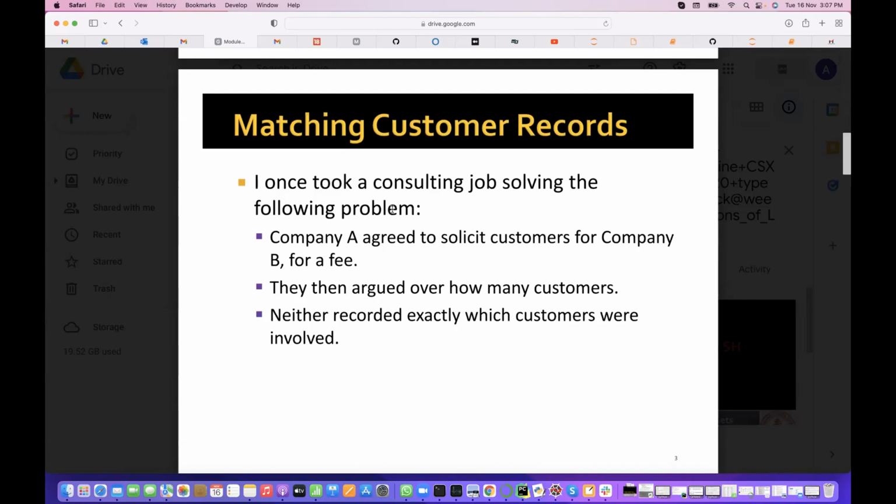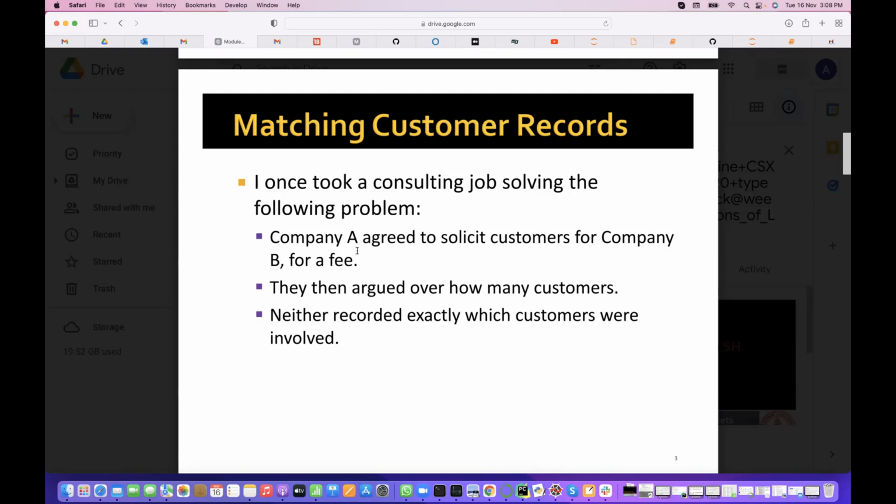So the author is explaining here, he got one problem. What is that problem? I once took a consulting job solving the following problem. Company A agreed to solicit customers for company B for a fee. So company A may be some service company. So they took a marketing company B, so those marketing company will get customers for company A. Then for each customer, A should pay some fee to B. Okay, they will also charge the customer, but this is the marketing person because he should get some commission as a fee from A.